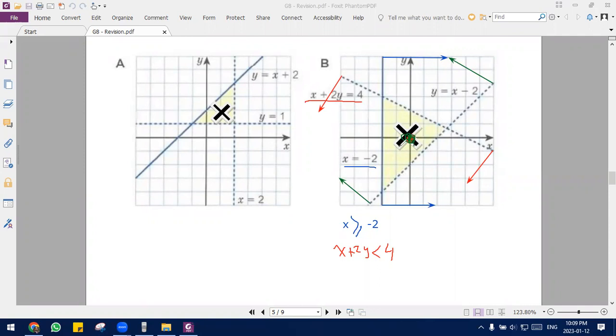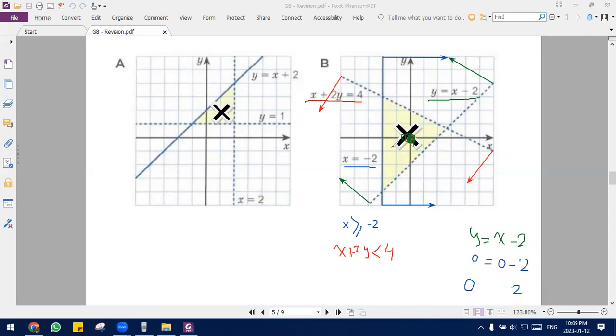Now let me use it with the equation, which is y equal to x minus 2. Let me write it here. Y equal to x minus 2. And if you check the line, it's a dashed line, so we don't need an equal sign. Now let me replace the point 0, 0 in the equation. So y is 0, and here I have 0 minus 2. Now on the left side I have 0, on the right side I have minus 2.